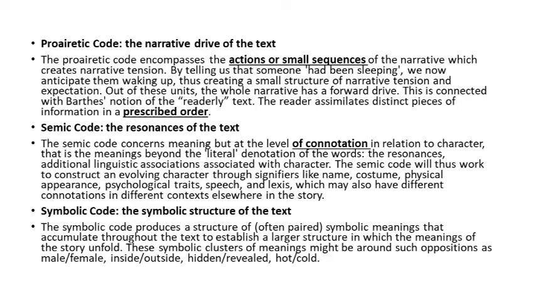The characters' costume, name, physical appearance, and psychological traits all have different connotations. When we move into the symbolic code, it produces a structure of symbolic meanings that accumulate throughout the text to establish a larger structure. These symbolic clusters of meaning might be organized around binary oppositions, a symbolic culture of meaning that is beyond the semic code, and it would function around male and female, inside and outside, hidden and revealed, hot and cold, etc.